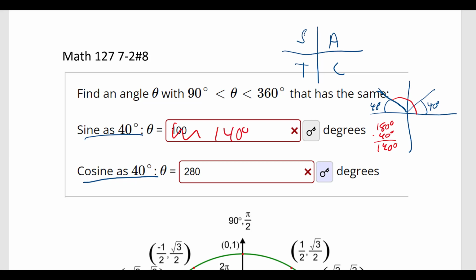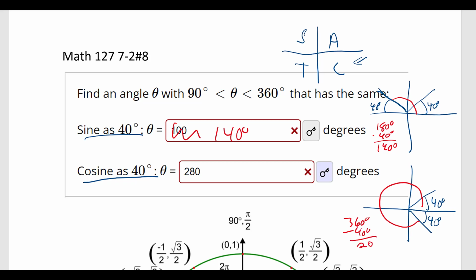And likewise for the cosine one, this is our angle of 40 degrees. We want the reference angle of 40 degrees. So we look for the quadrant where it's going to be positive. In this case, it's going to be the fourth quadrant. So we'd have a reference angle of 40 degrees. And what's the rest of that angle? We can take that from 360. So 360 degrees minus 40 degrees is 320 degrees. So that'd be 320 degrees.